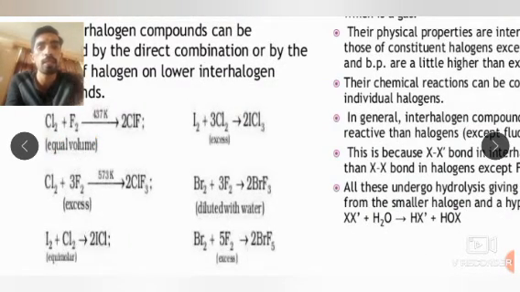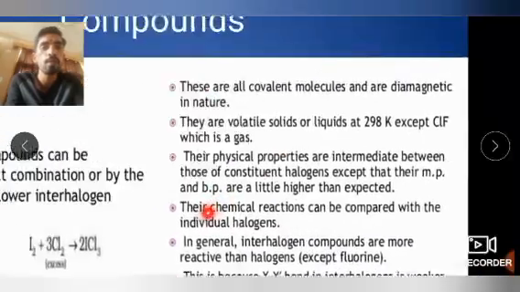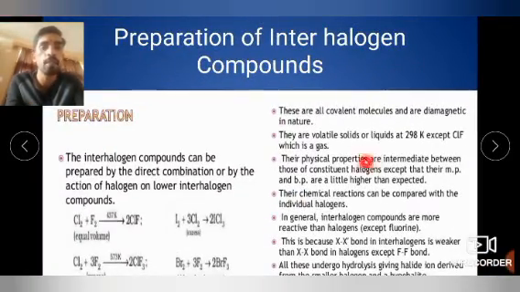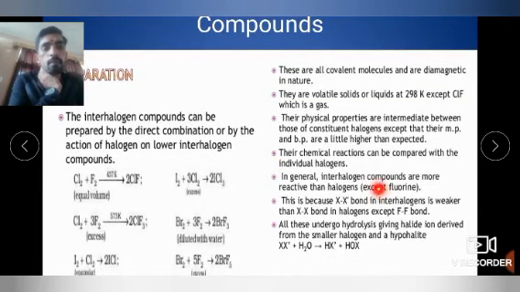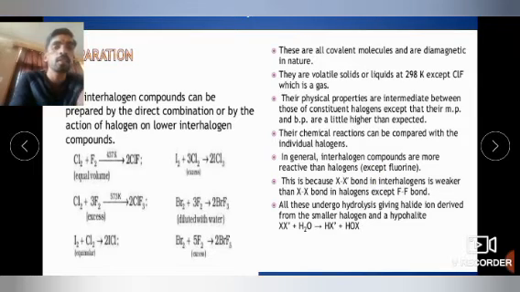Suppose chlorine and fluorine react at 437 Kelvin in equal volume and form 2ClF. Now properties: these are all covalent molecules and diamagnetic in nature. They are volatile solids or liquids at 298 Kelvin except ClF, and their physical properties are intermediate between the halogens, except their melting and boiling points, which are a little higher than expected. Their chemical reactions can be compared with the individual halogens, and in general interhalogen compounds are more reactive than halogens. The XX' bond in interhalogens is weaker than the X-X bond in halogens, except F-F.